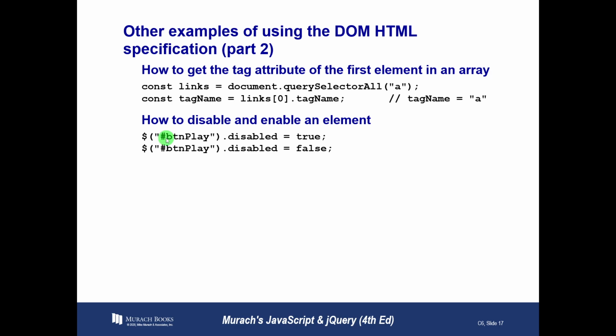I'm assuming it's a button because it's using btn here and it has the word play in it. It's the play button. So we're going out and looking for the element that has an ID of button play, and we're setting its disabled property to true. That disables that button so nobody can press it. If we set disabled to false, that enables the button so it can be pressed or clicked.